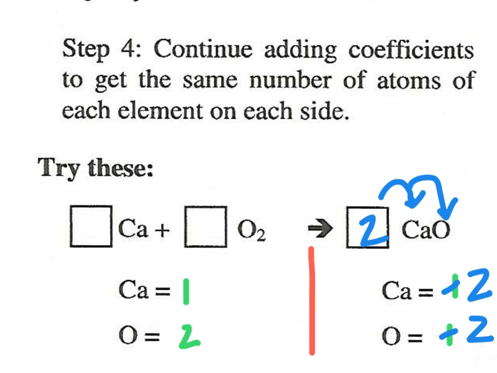I am now at 1 calcium, 2 calcium, 2 oxygens, 2 oxygens. Not quite done. Need to fix my calciums, so I'm going to add a 2 over on the left side. I distribute that 2. My calcium goes from 1 to 2. So my equation is balanced. 2 calciums, 2 oxygens, and it reads 2 calcium atoms plus oxygen yields 2 calcium oxides.